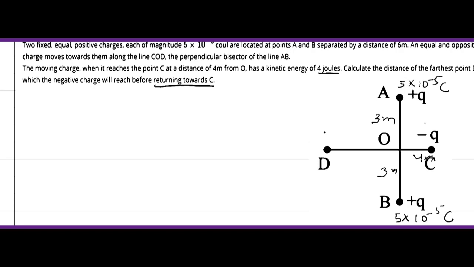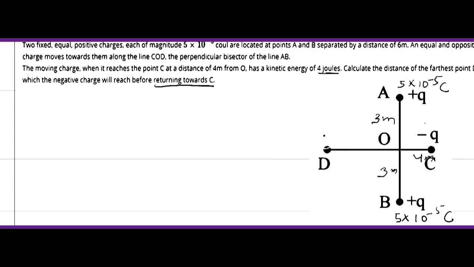See, why would it return towards C? At this point it has some kinetic energy. It will keep going and it will be affected by the potential energy present due to these charges. These charges will be producing an electric field, due to which it will have some potential, and it has kinetic energy also. So it will keep going to a point where its kinetic energy becomes zero and potential energy becomes maximum, and it will stop. For example, the question says that it stops at point D.